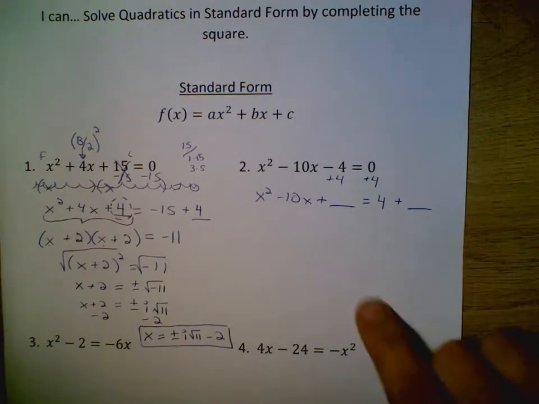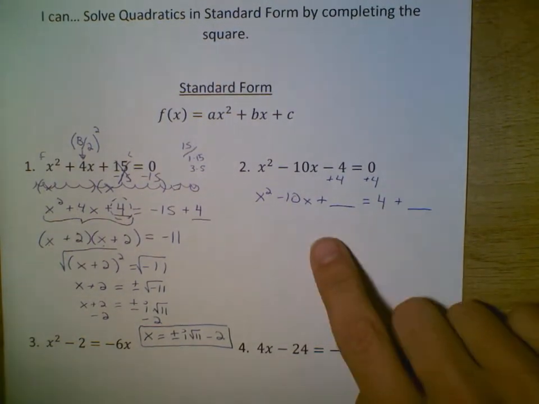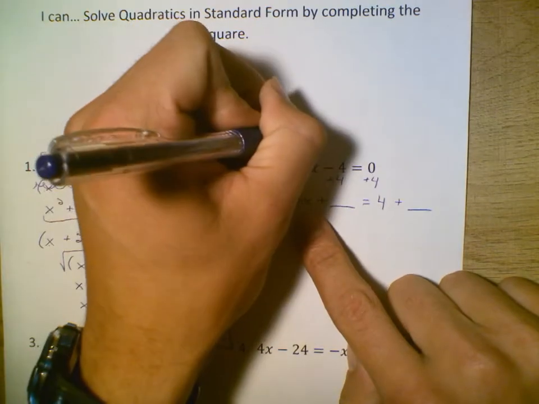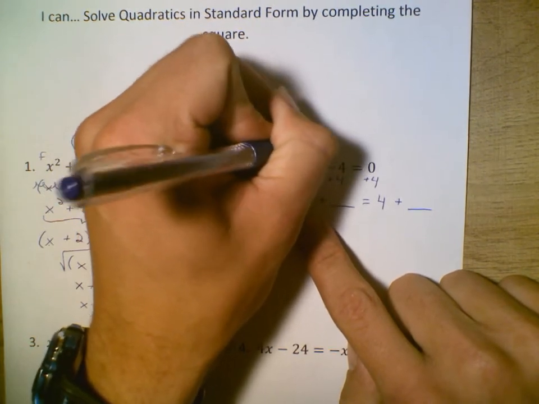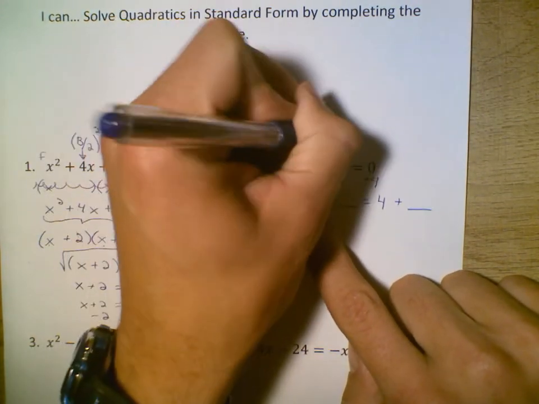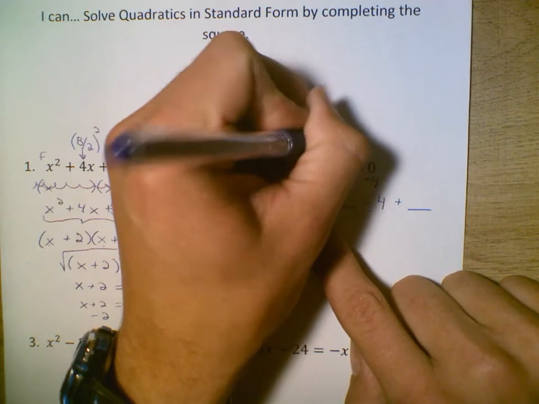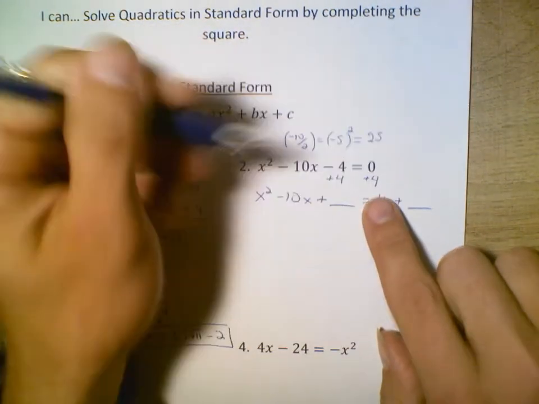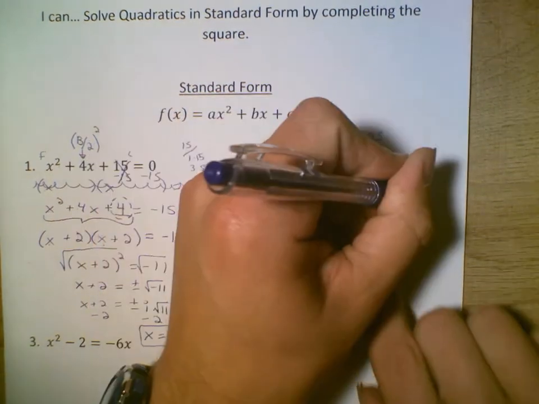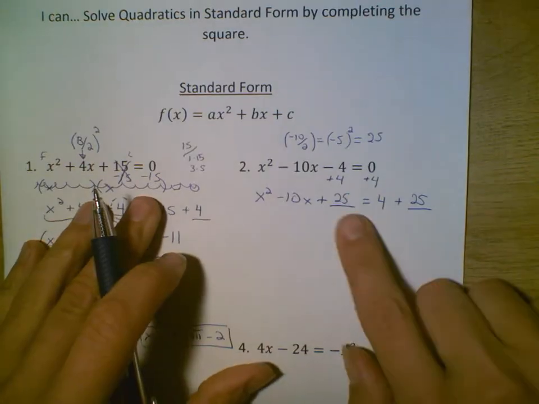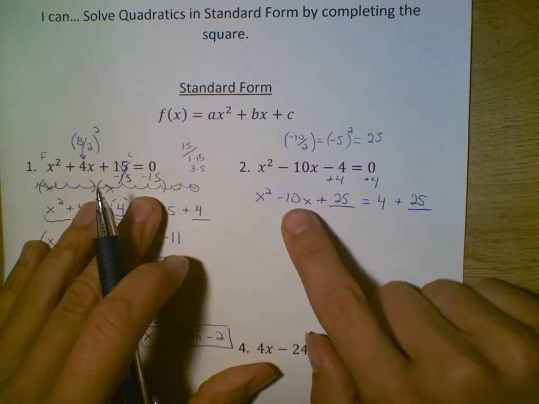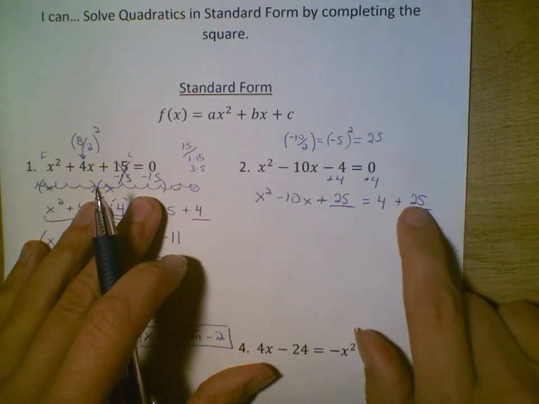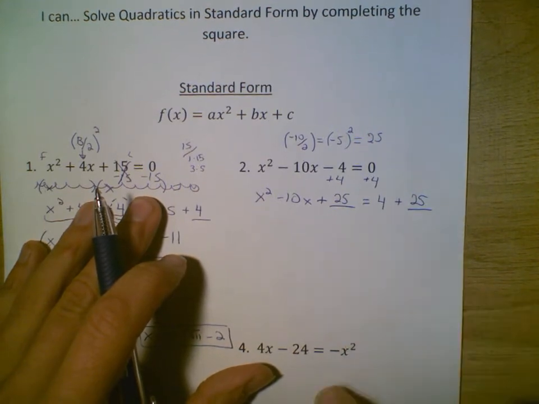But because I'm adding something to the left side, I need to add something to the right side. Now is the part where we're going to complete the square. So I take half of the middle term, which is negative 10. Half of negative 10 is negative 5. And then if I square that, negative 5 squared is 25. So I'm going to put 25 on both sides. Once again, I'm getting this number by taking half the middle, which is negative 5, and then squaring it. Negative 5 squared is 25. So I'm going to add that to both sides.